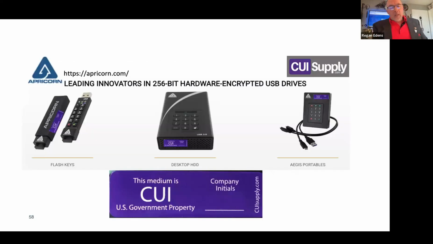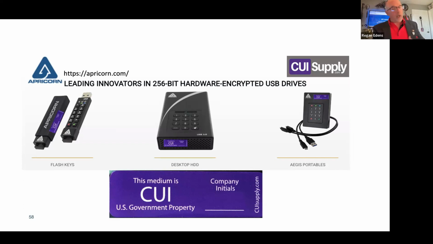This is an example of an encrypted device which does fully meet requirements in order to properly store CUI on an external device according to NIST requirements. It has to meet very specific requirements for encryption and so on and so forth. And this 902 would be the label, or 903, pardon me, that you would use in order to do so.